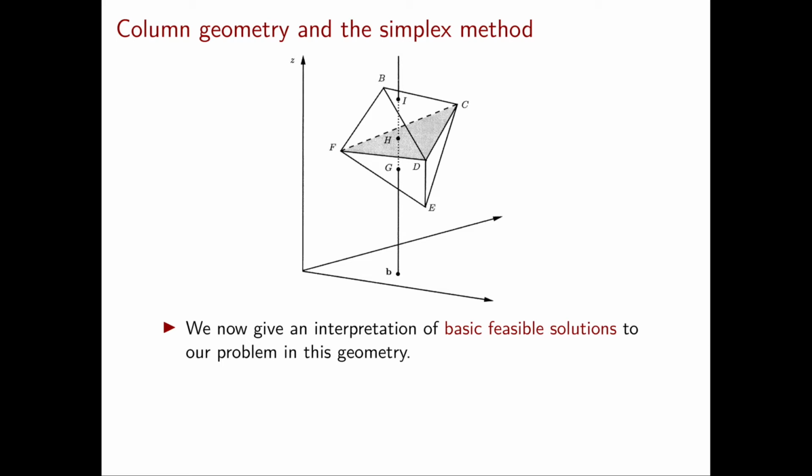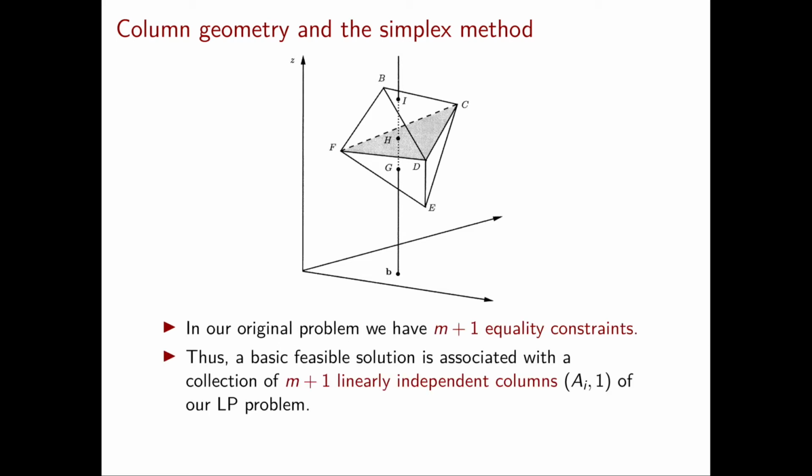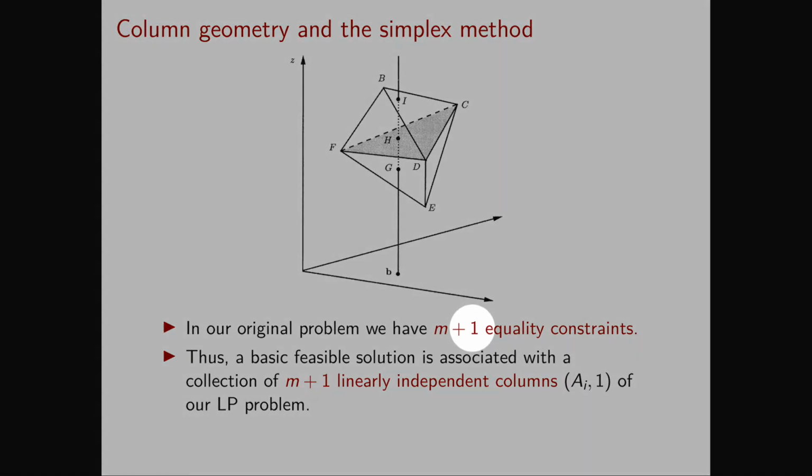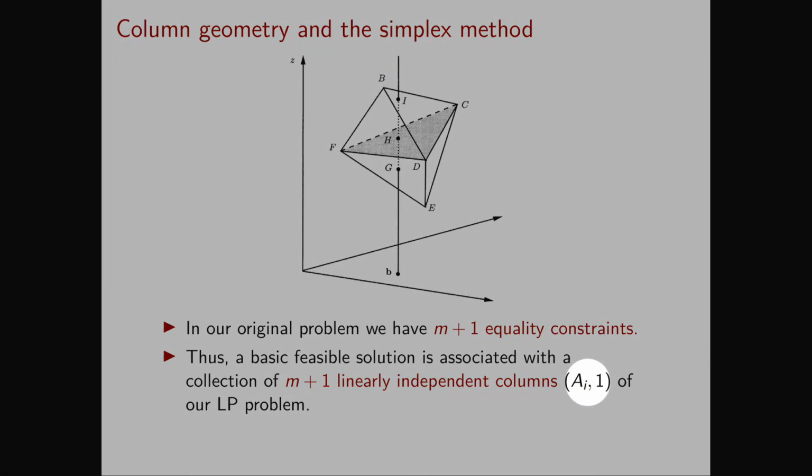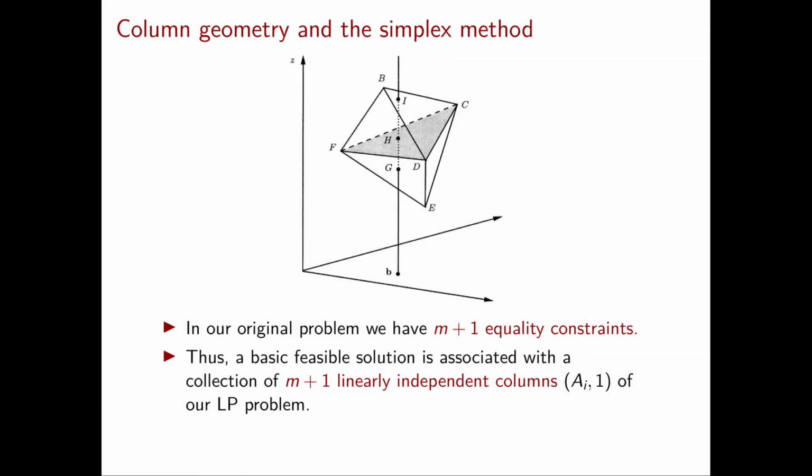Remember that in our original problem we have m plus 1 equality constraints. This is because we have m equality constraints plus the one equality constraint that is the convexity constraint. By definition of a basic feasible solution, such a solution is associated with a collection of m plus 1 linearly independent columns of the constraint matrix. These columns will be of the form ai, 1. And again, the 1 comes from the convexity constraint.